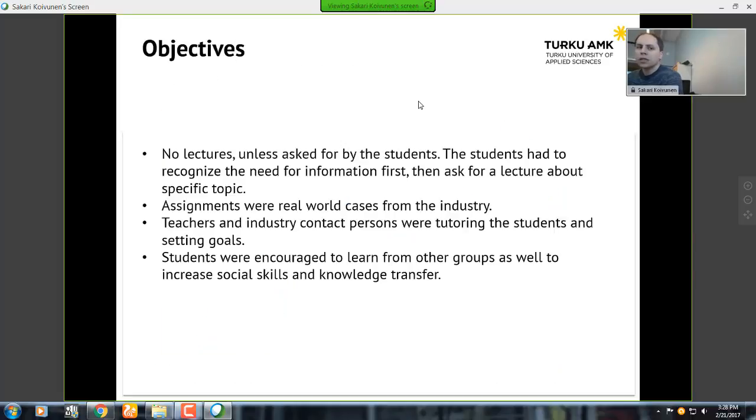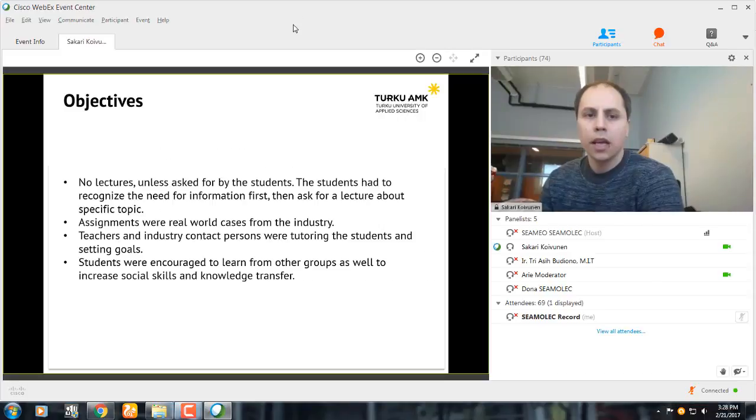Some of the objectives of the project module are that we will not have any lectures. We will give students some information, but only when they ask. So they have to recognize the need for information first and then ask for some kind of briefing or information or lecture. So we will not give them traditional lectures at all.